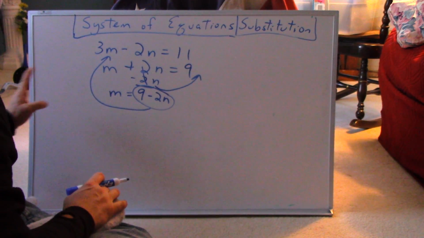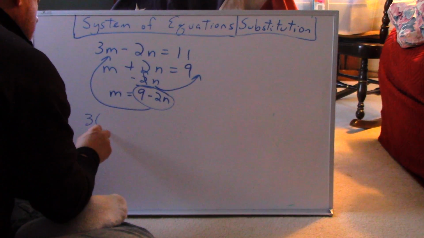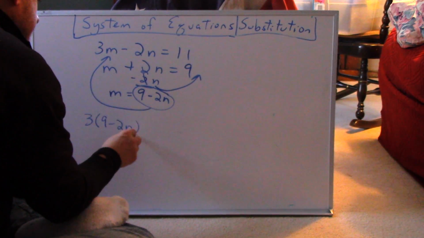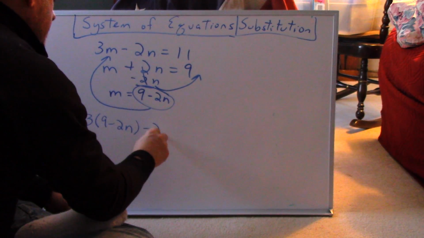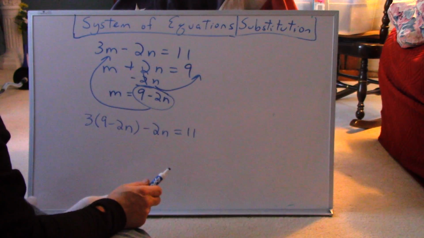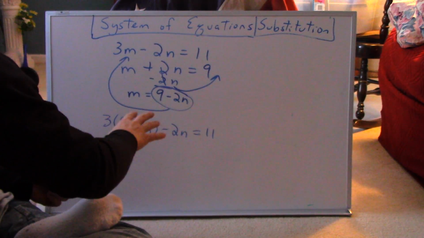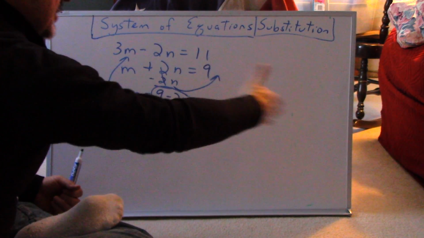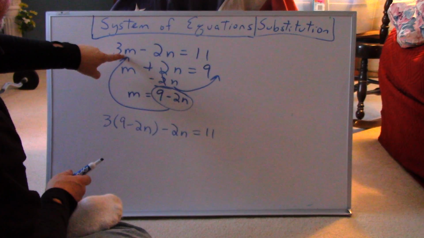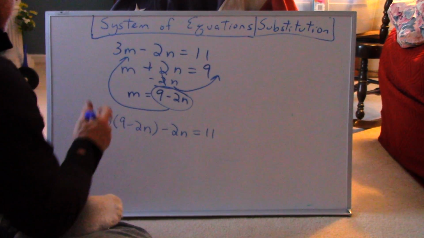So now I can take that and put it right into the first equation, where the m is. I hope you're getting this. I know it's complicated. So then I can go 3 times 9 minus 2n, minus 2n equals 11. See what I did? Let me go over that again. I moved things around so I had m equals something. Then I took what that m equaled and put it into the m. And it says 3 times whatever m is.